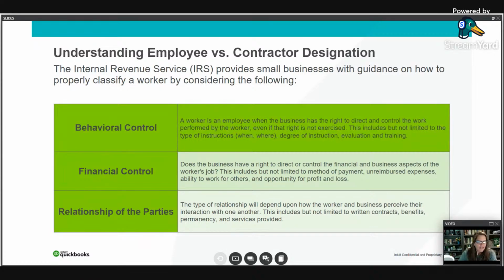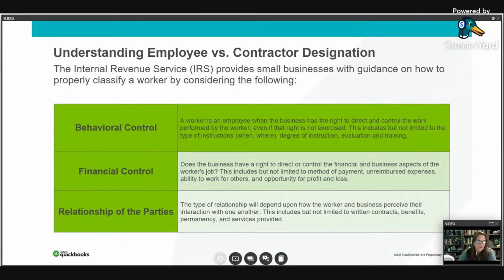Training a worker how to do the job, or any periodic or ongoing training about procedures and methods, is also pretty strong evidence that that person may be an employee. Basically, contractors are going to use their own methods and take care of their own training.